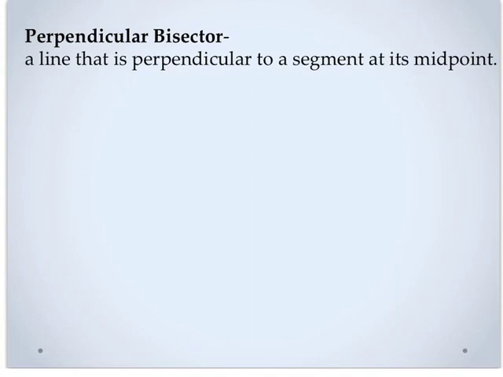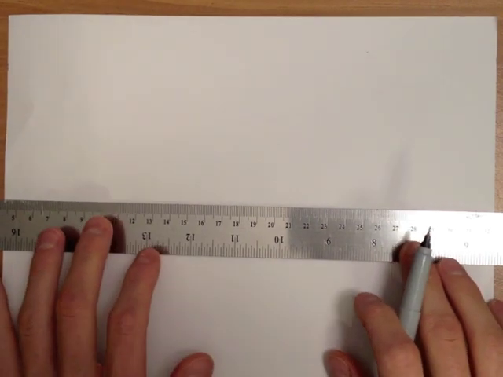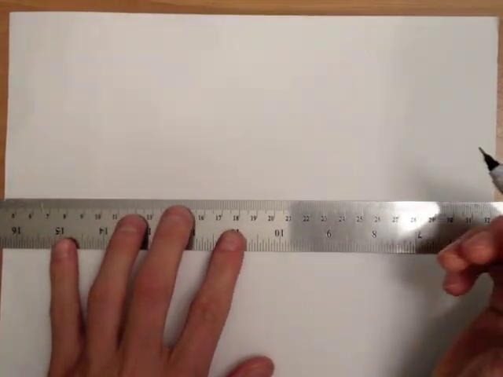The first thing is a perpendicular bisector, which is just a line that is perpendicular to a segment at its midpoint. And I'll show you in the next video how to construct this. I suggest that you have out a paper, pencil, and compass to follow along. I'm now going to show you how to create a perpendicular bisector to a line segment.